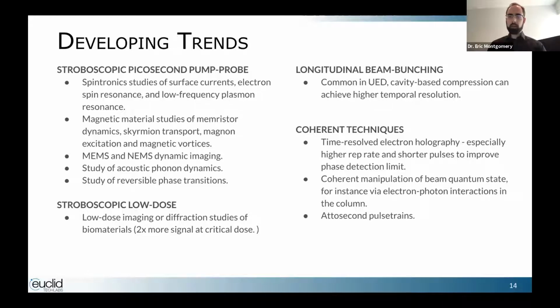And then the coherent techniques, I can't go by those without mentioning time-resolved electron holography, which is being pursued by several groups, as well as coherent manipulation of the beam quantum state, which is an exciting new area, for instance, via electron-photon interactions in the column, which could in turn give us attosecond pulse trains.